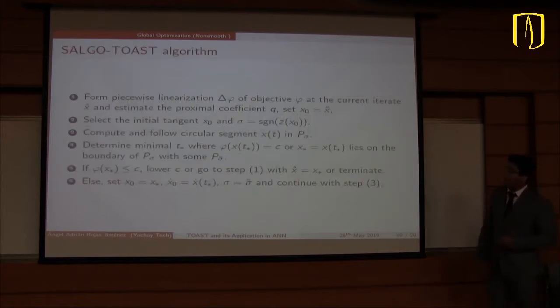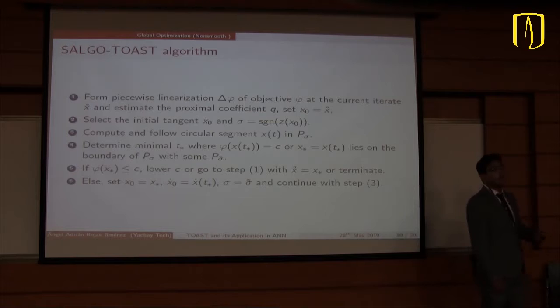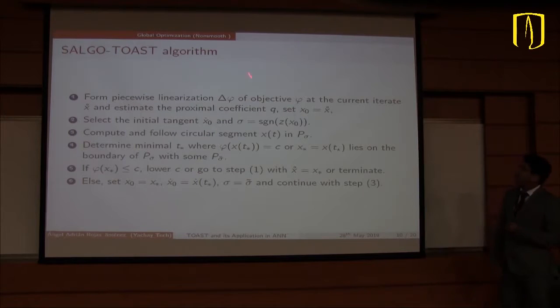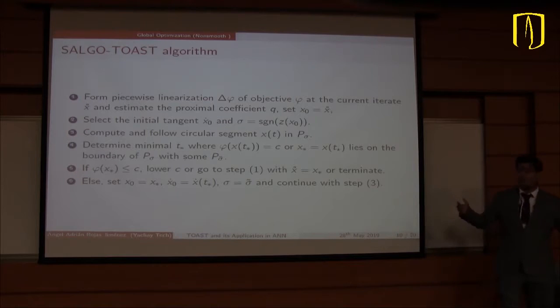So, our algorithm is the following. We have our prediction model, which is phi, and then we make a piecewise linearization of it. Then this piecewise linear model is referenced at an arbitrary point of the domain of our prediction model. Then we select arbitrarily, but arbitrarily.